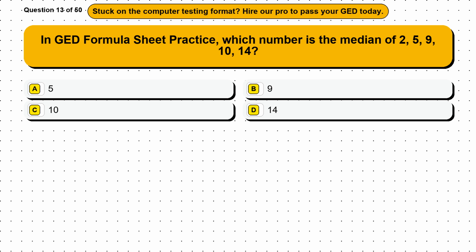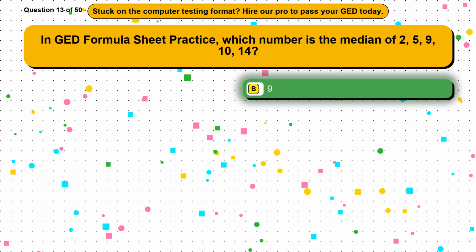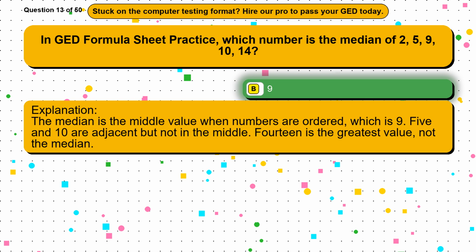Question 13. In GED formula sheet practice, which number is the median of 2, 5, 9, 10, 14? Option A, 5. Option B, 9. Option C, 10. Option D, 14. The correct answer is option B, 9. The median is the middle value when numbers are ordered, which is 9.